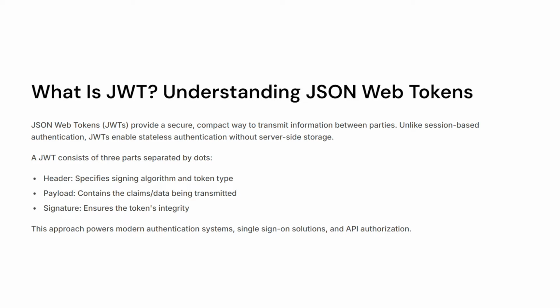A JWT actually consists of three parts separated by dots: the header, which specifies the signing algorithm and token type, then the payload, which contains claims and data being transmitted, and also the signature, which ensures the token's integrity. This approach powers modern authentication systems, single sign-on solutions, and API authorization.